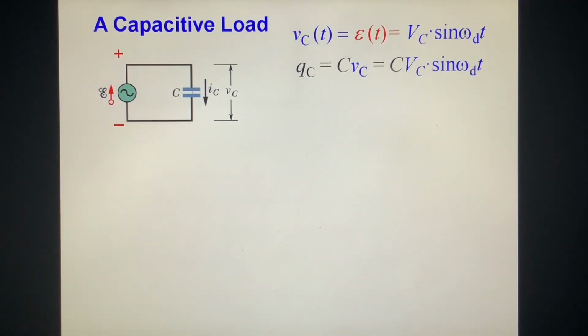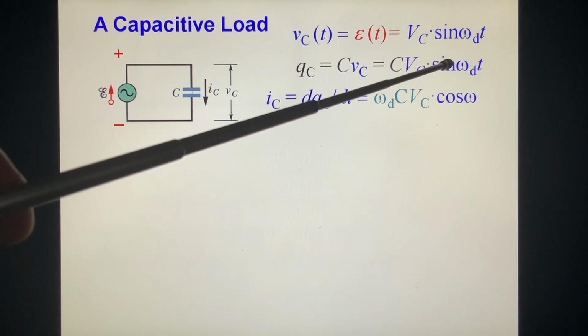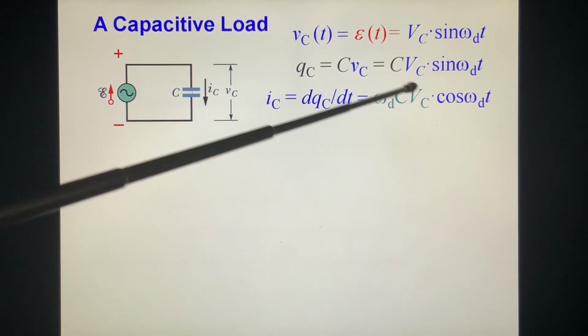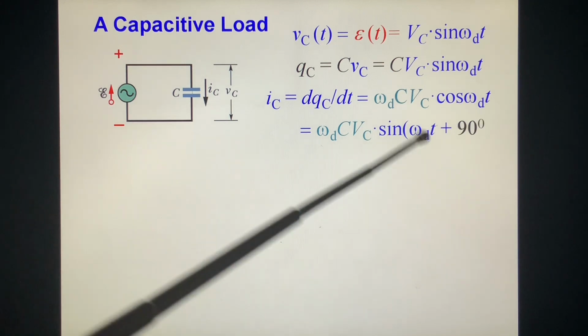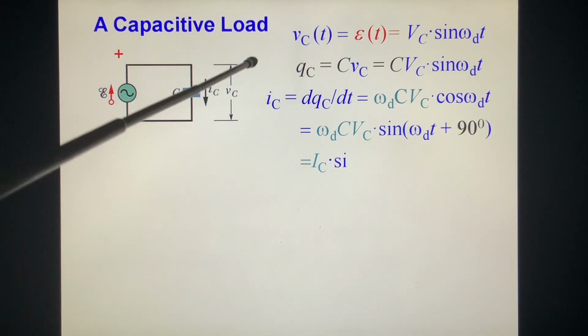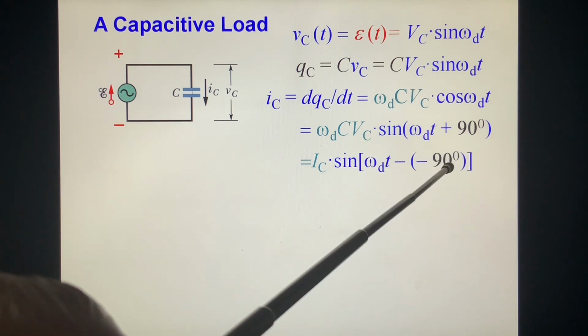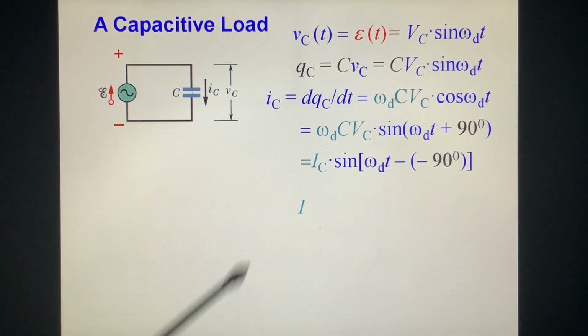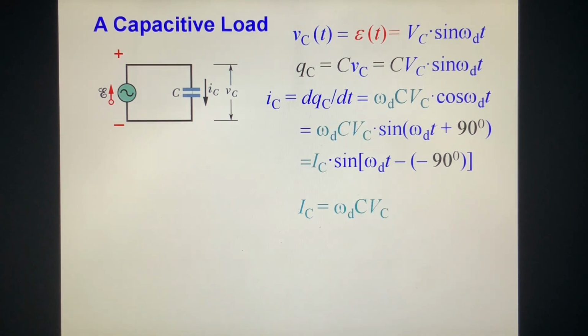What is I? The I is dQC over dt. We do the derivative with respect to time t, and we get omega d C VC cosine omega t. From this expression, we can write the standard form, IC magnitude sine omega t minus phi. When we write this one, we find IC in this case, magnitude is omega d C VC, and the phi is minus 90.